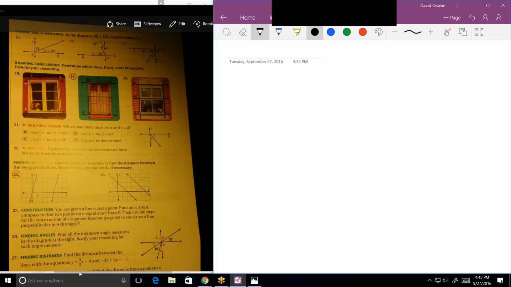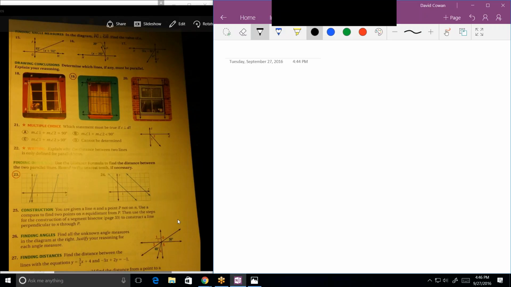Okay, so if C is perpendicular to D, which statement is true? A. The measure of angle 1 plus the measure of angle 2 is equal to 90. Good. So what's the next one to do? That would be 26.